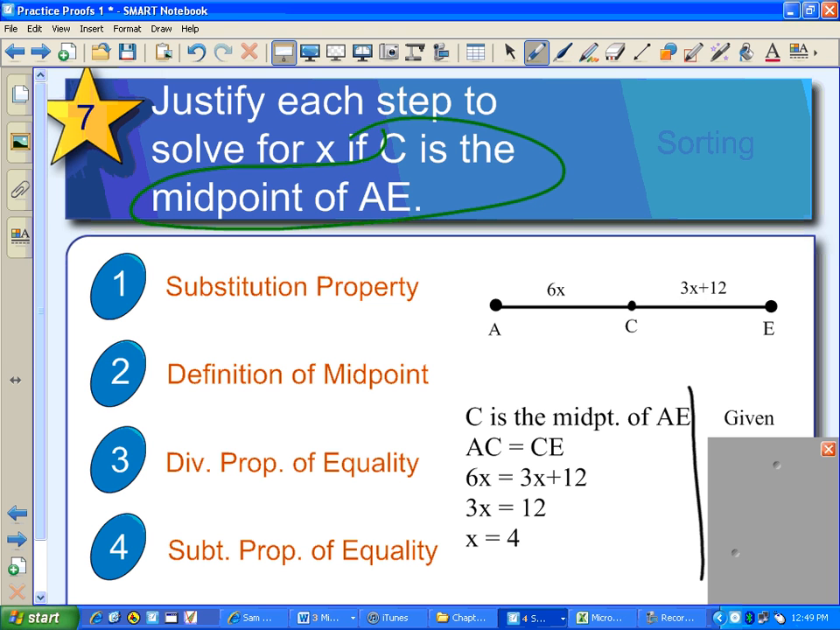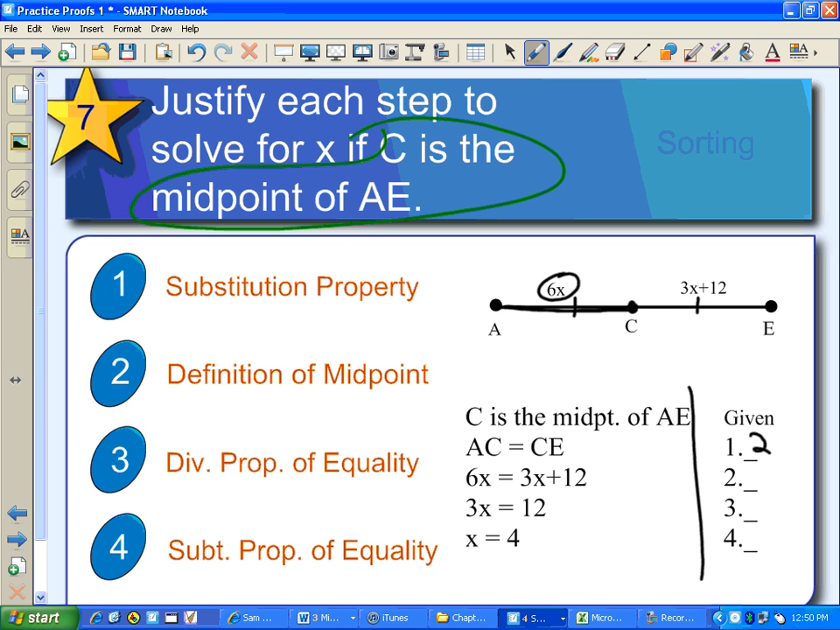Once I know that C is the midpoint, when I hear the word midpoint, I know that it's right in the middle. Okay, it's the dead middle. It's creating 2 equal segments. So by the definition of the midpoint, I know that AC is equal to CE. Okay, I know these are the same. Then I'm substituting values in. Okay, instead of AC, I can write 6x because they are the same thing. 6x is AC. Substituting. And I'm subtracting 3x from both sides. And I'm dividing both sides by 3.